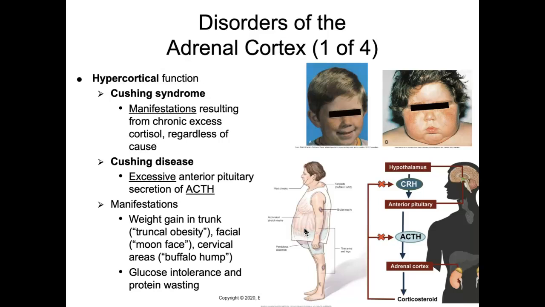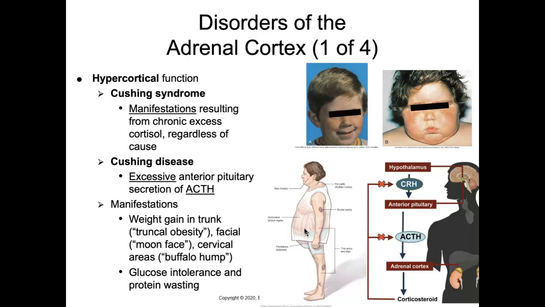And then we can also have glucose intolerance because of cortisol-induced insulin resistance and increased gluconeogenesis. Remember, taking things like fat and protein and creating glucose from it, and glycogen storage that we are breaking down to get glucose through the liver.